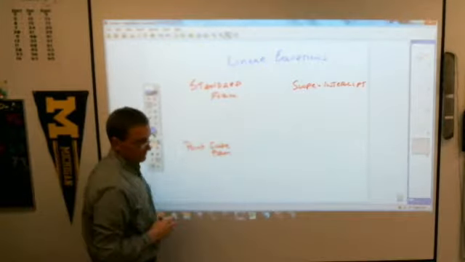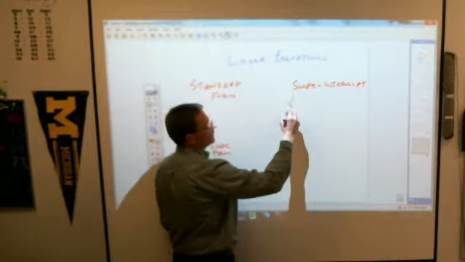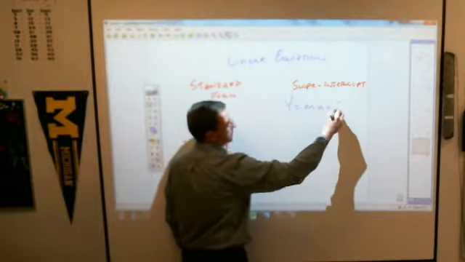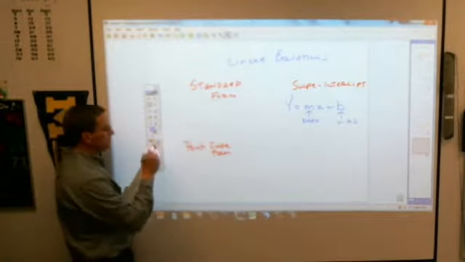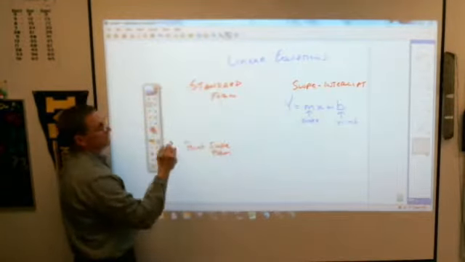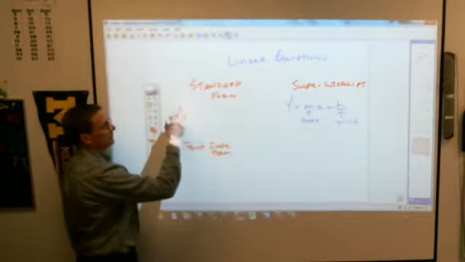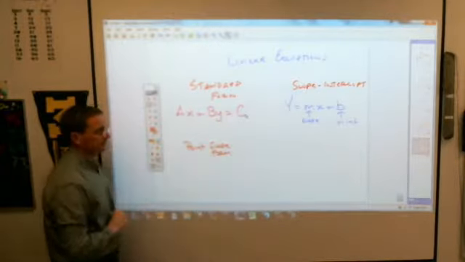But slope-intercept form, do you remember what the generic form is? Y equals mx plus b, where the letter m is the slope and the b is what we call the y-intercept. How about standard form? Anybody remember what that is? X plus y equals blah blah blah. Nope. Standard form is ax plus by equals c.